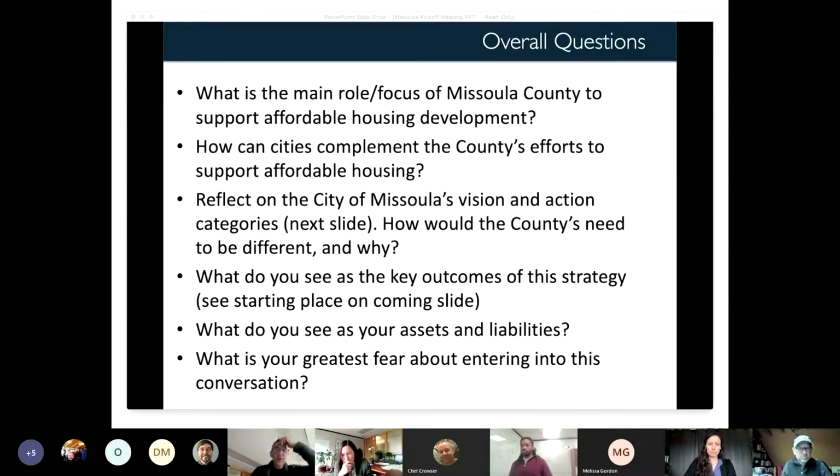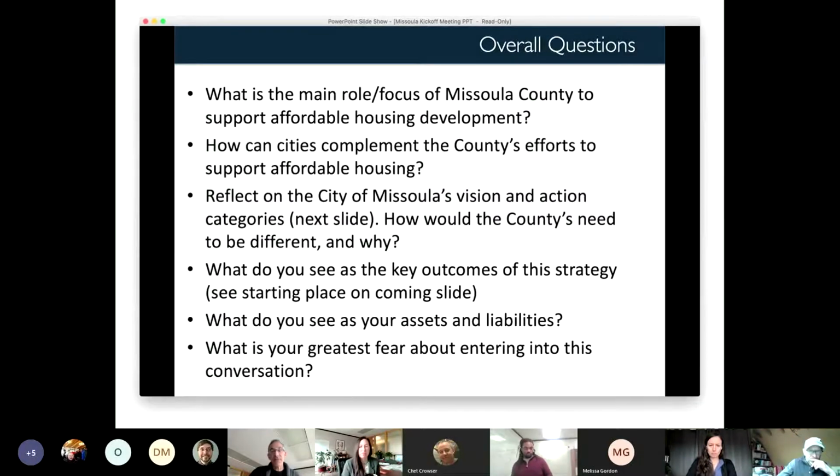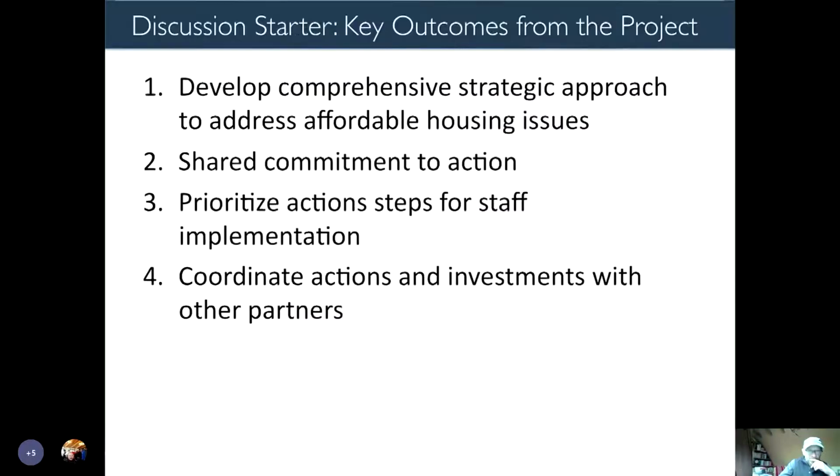Yep. So on the bullet about what you see as key outcomes of this strategy, I'd really like it if we ended up with a list of things we should do. Here's what we started. We made something up to see if we were anywhere near the right ballpark. And one of them is exactly what you just said, prioritized action steps for staff implementation. But what do you all see as the key outcomes from this project?